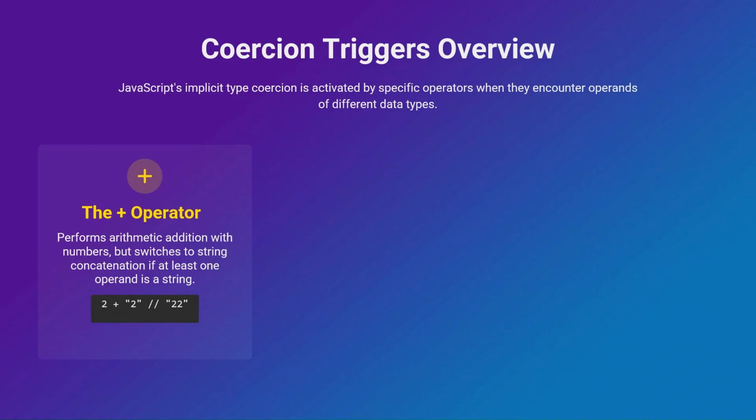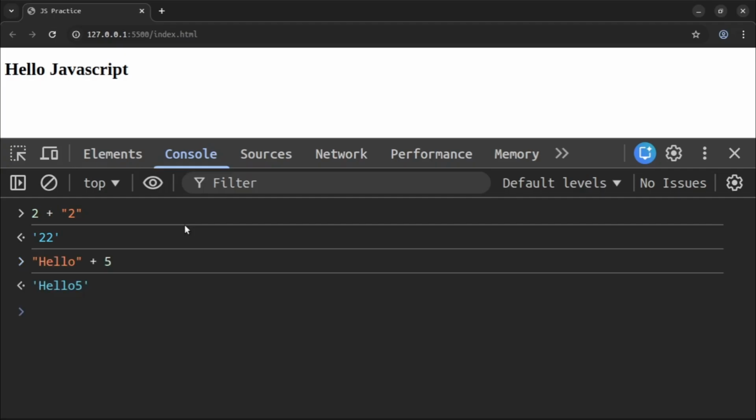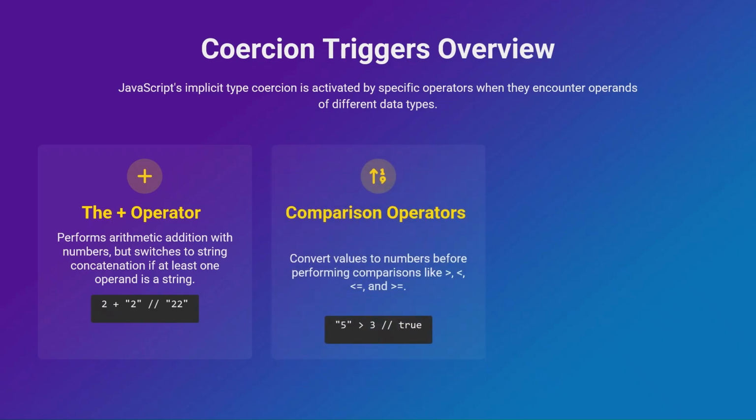Now let's talk about the three operators that trigger coercion. The first operator is the plus operator. It can be addition or concatenation. If one side is a string, the other gets converted into a string. For example, 2 plus "2" is "22". "Hello" plus 5 is "hello5".